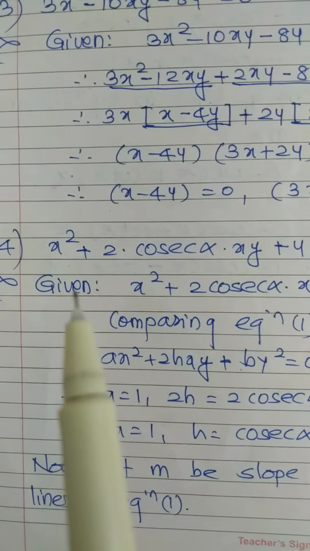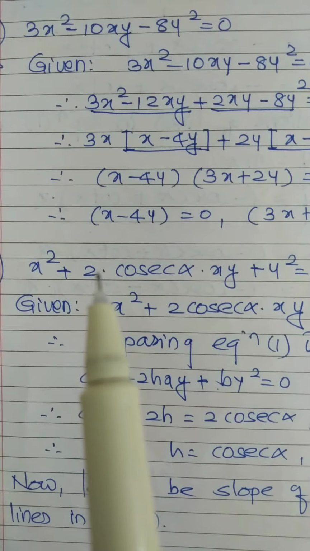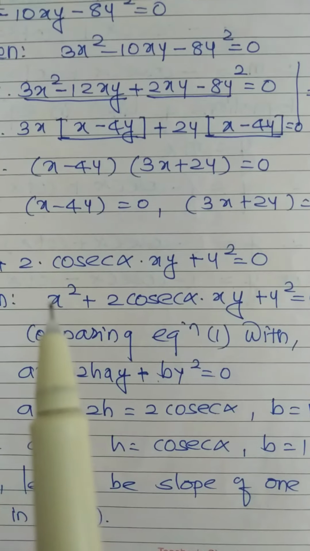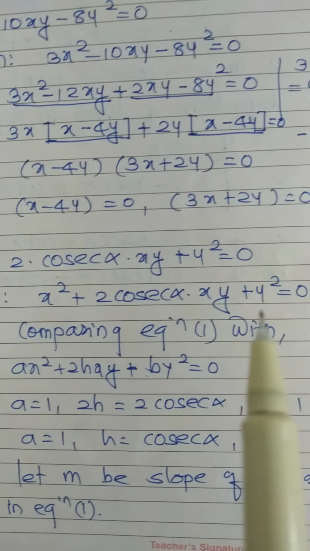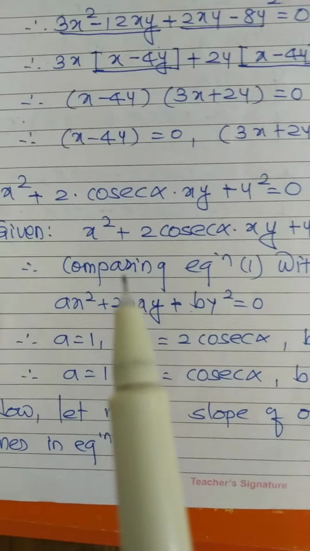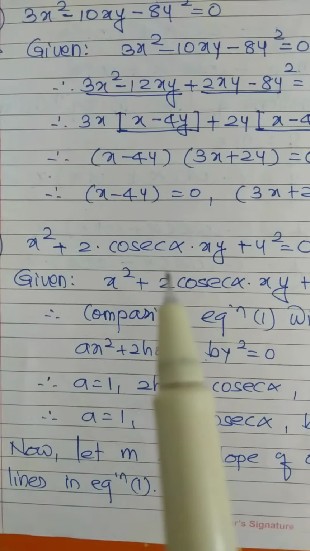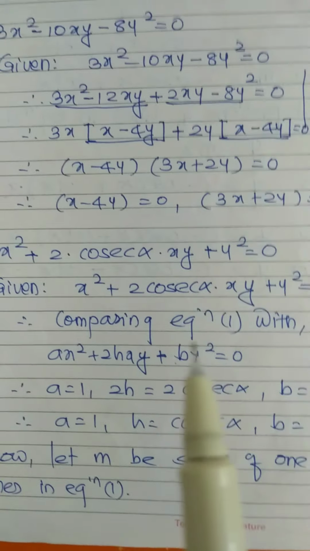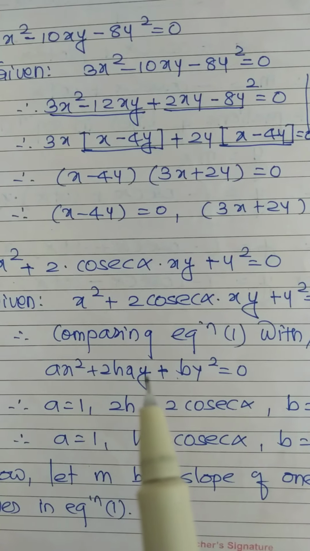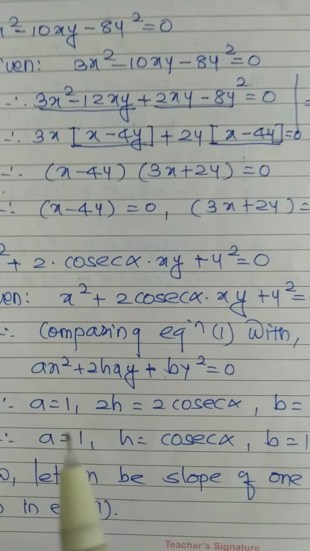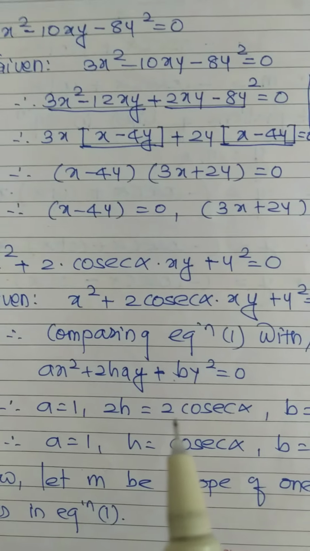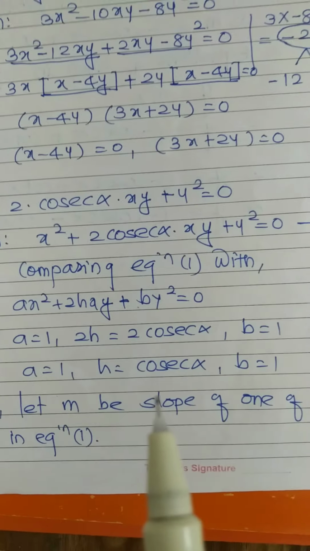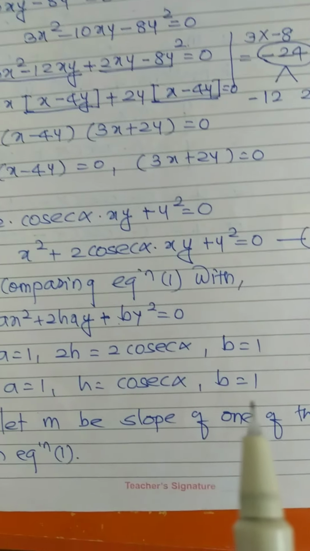Again, the next type of question: x square plus 2 cosec alpha xy plus y square equals 0. Observing the equation, factors are definitely not possible. So we have to solve this using the auxiliary form, or compare the equation with ax square plus 2hxy plus by square equals 0. So a equals 1, 2h is 2 cosec alpha, so h equals cosec alpha, and b equals 1.